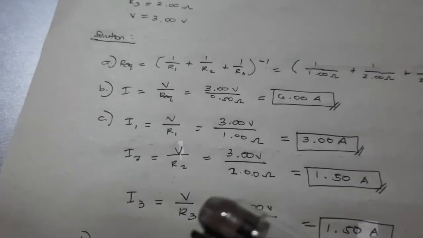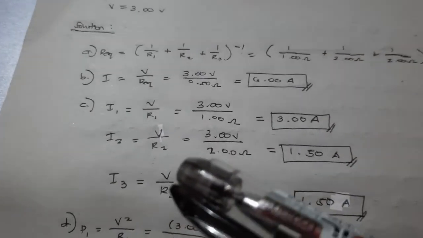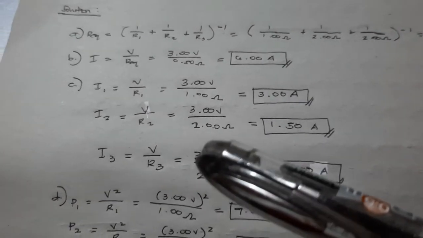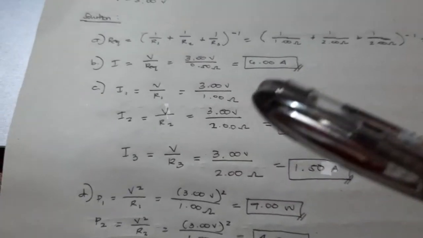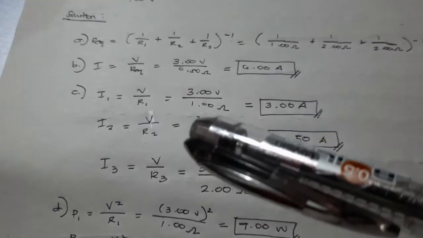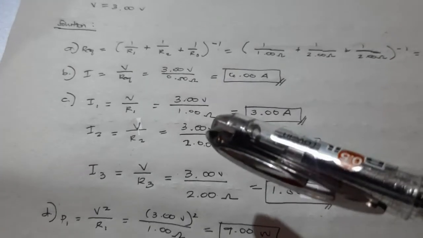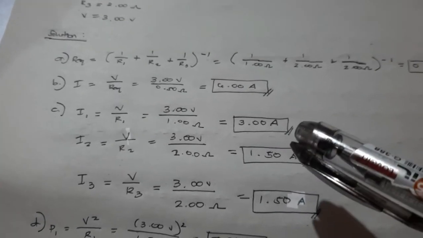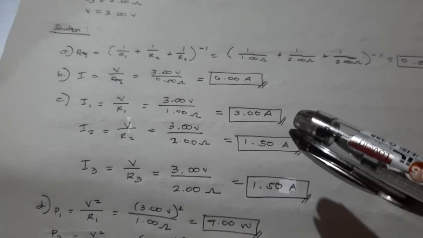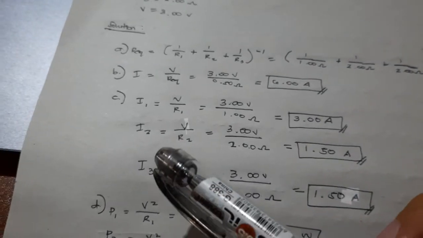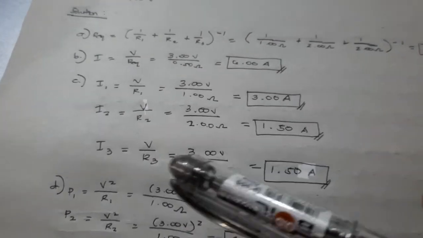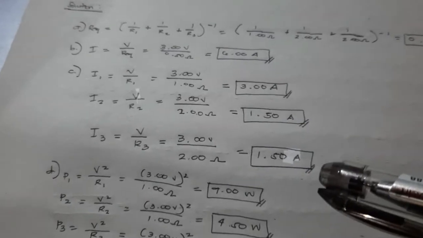The individual currents are easily calculated from Ohm's law since each resistor gets the full voltage. So the total current is the sum of the individual currents. Volts over R1, or resistance 1: our volts is 3 volts over R1 which is 1 ohm, which equals 3 ampere. Same process for I2, 1.50 ampere, and then for I3, 1.50 ampere.